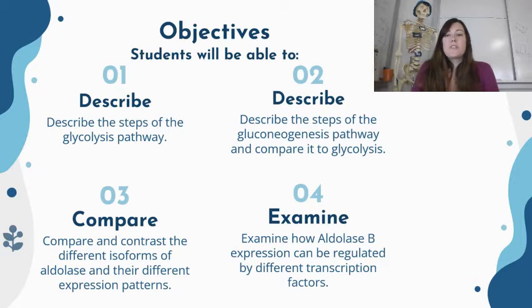Here are the objectives for this presentation. By the end of this presentation, the students will be able to describe the steps of the glycolysis pathway, describe the steps of the gluconeogenesis pathway, and compare it to glycolysis. Compare and contrast the different isoforms of aldolase, A, B, and C, and their different expression patterns, and examine how aldolase B expression can be regulated by different transcription factors.